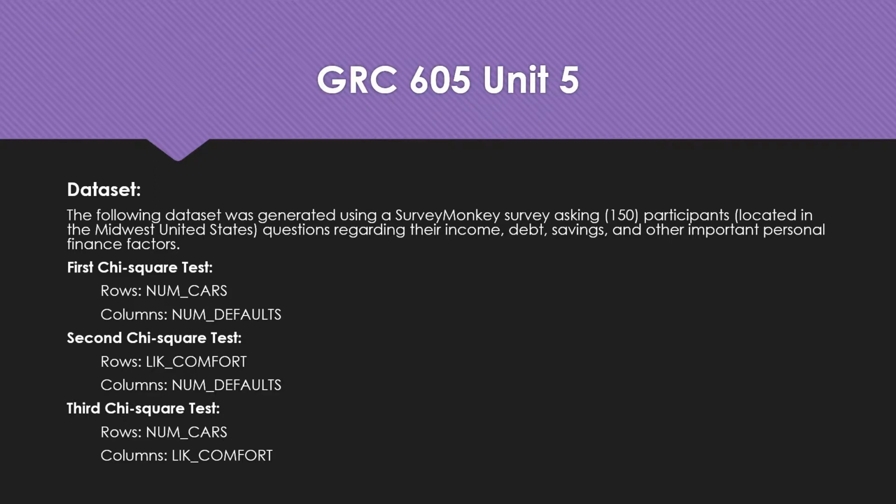The dataset we'll be using today was generated using a SurveyMonkey survey asking 150 participants located in the Midwest questions regarding their income, debt, savings, and other important personal finance factors. For the first test, we'll be looking at num cars and num defaults. The second test, lick comfort and num defaults. And for the third and final test, num cars and lick comfort.